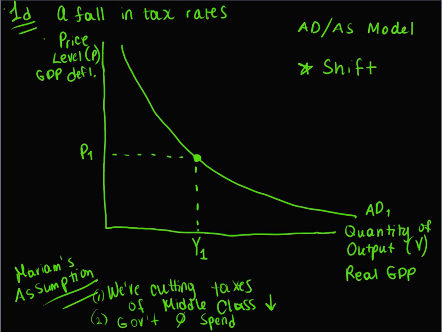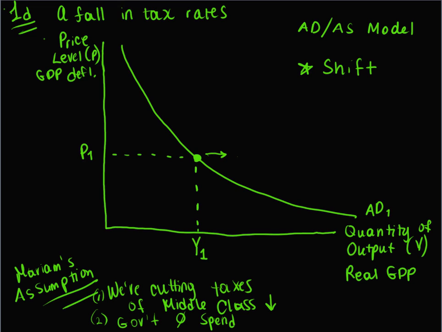People would take the money that they saved from not having to pay taxes and they would go out into our economy, into our markets, and they would spend it, raising aggregate demand. So this would be, we said this is a shift. So this is a shift of the aggregate demand curve. So this is AD sub 2.